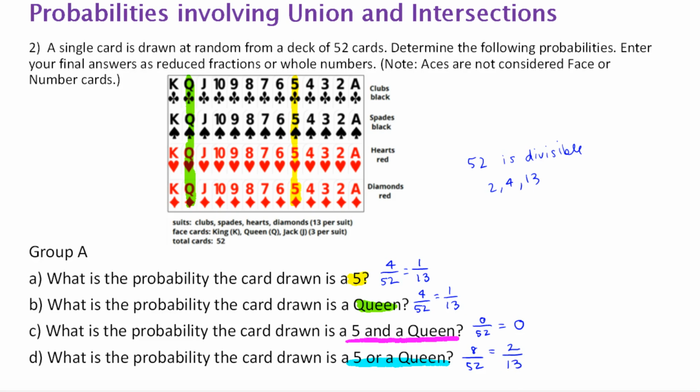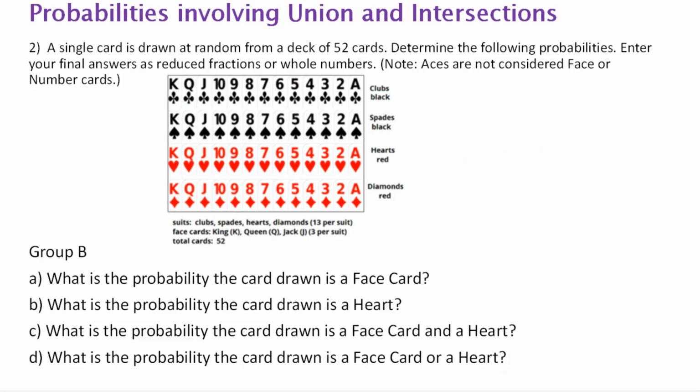Let's look at the next group. Here the first thing we're asked is to find the probability the card drawn is a face card. So face cards are kings, queens, and jacks. I am going to highlight these with a yellow highlighter. There's 3 for each of the 4 suits, so there's 12 in total. So the probability of a face card is 12 out of 52, or also notice it's 3 out of 13 columns. So if you divide the numerator and denominator by 4, you'll get 3 out of 13.